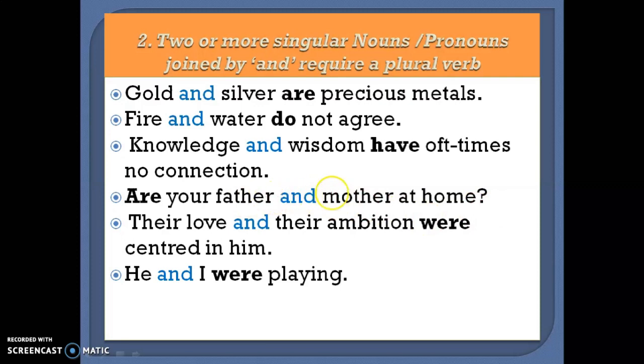Yeah, father and mother both make a family. They are considered parents, but now in this sentence, father and mother both are taken separately. That's why our subject is plural and we have used plural verb. Their love and their ambition were centered in him. He and I were playing, or he and I are playing. Both are correct because subject is plural. That's why we have used were.